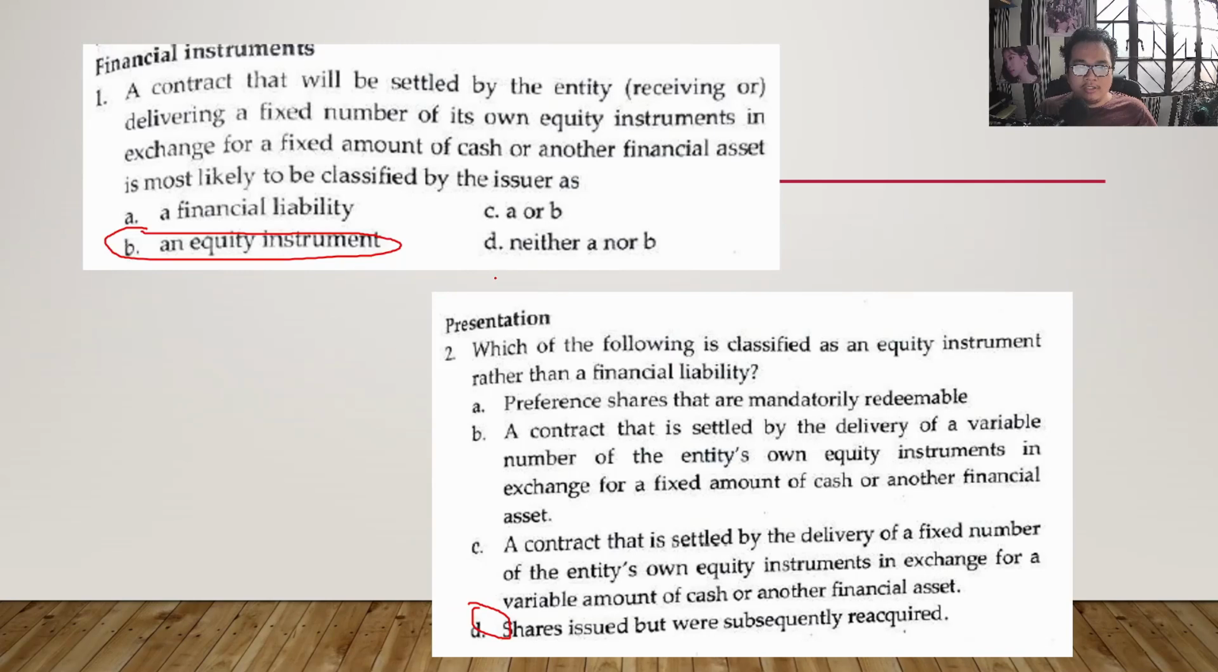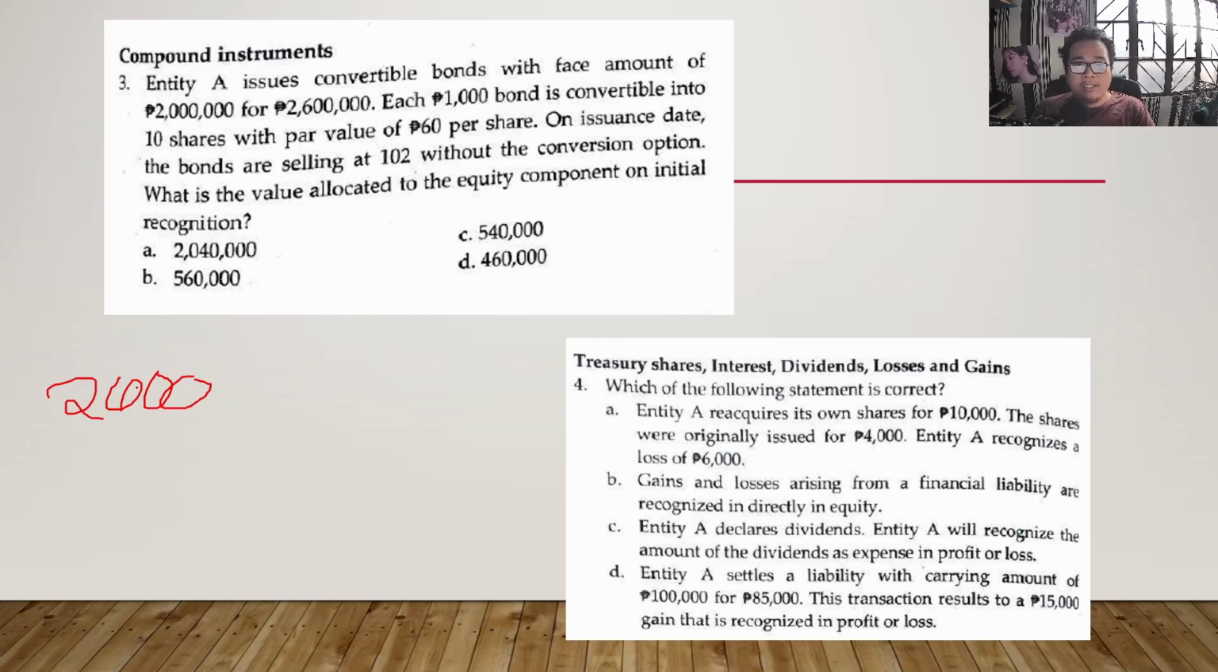So, in this case, 2,600,000 yung combined value ni liability and equity. Para malaman natin yung value ng equity component, hanapin muna natin yung value ng liability component, which is face amount of 2 million times 102, 1.02, 2,040,000. So, yan yung value ng liability component. Kasi on issuance date, the bonds are selling at 102. So, parang yun yung fair value niya. Paano nakuha? 2 million times 102%.